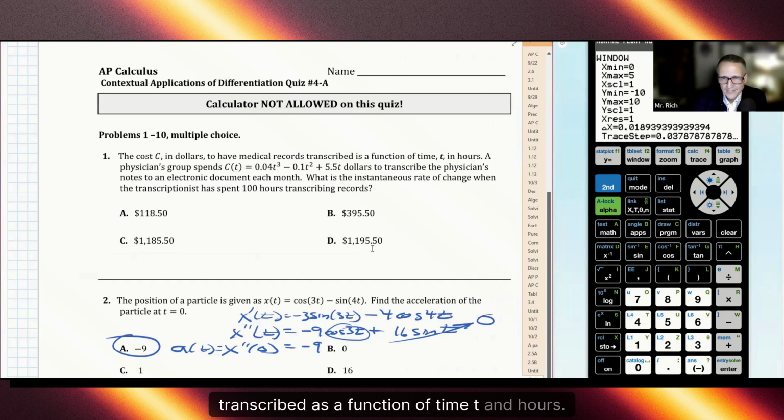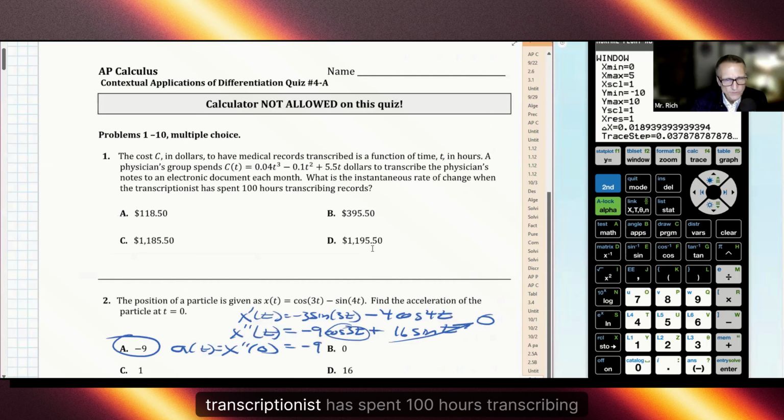Question 1: the cost C in dollars to have medical records transcribed is a function of time, t, in hours. A physician's group spends that many dollars to transcribe the physician's notes to an electronic document each month. What is the instantaneous rate of change when the transcriptionist has spent 100 hours transcribing the records? Calculator not allowed, it says.